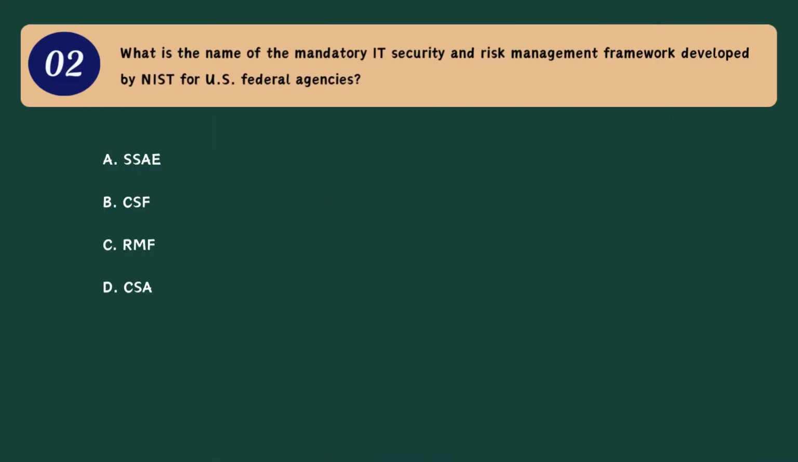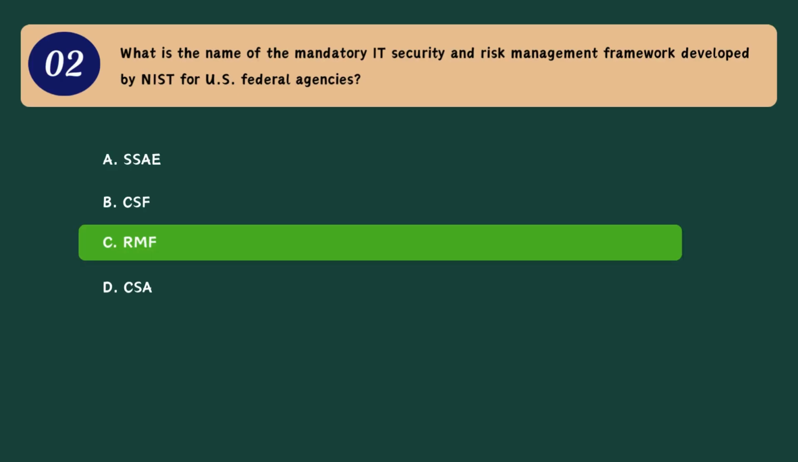Question 2. What is the name of the mandatory IT security and risk management framework developed by NIST for U.S. federal agencies? A. SAE. B. CSF. C. RMF. D. CSA. Correct answer. C. RMF.